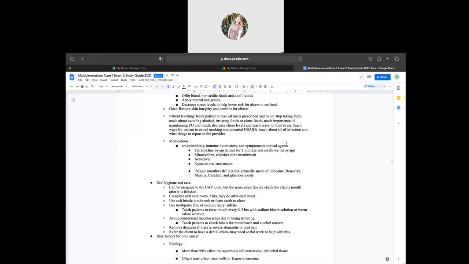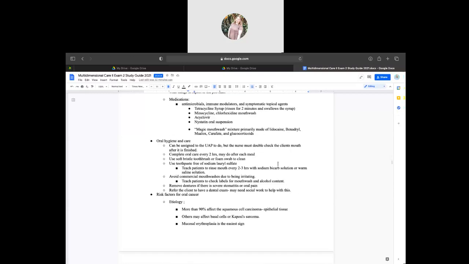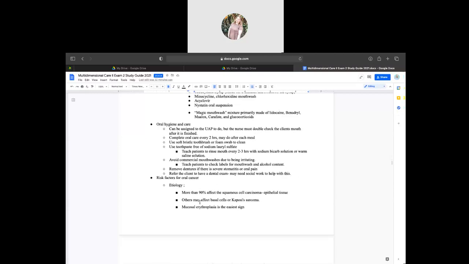So no irritating mouthwashes. If there's stomatitis, you can remove the dentures, because often with denture use, it can be a reservoir for infection. And if there's inflammation, those dentures can rub against the mouth, and it can cause more irritation to occur. So if there's severe stomatitis or oral pain, we're going to advise the patient not to wear dentures. We definitely want to refer them to the dentist to have an exam. If they're unfunded, we may need social work to help with this, because they need a dental exam to figure out what's going on orally in the mouth, and the dentist is going to be that consult there.